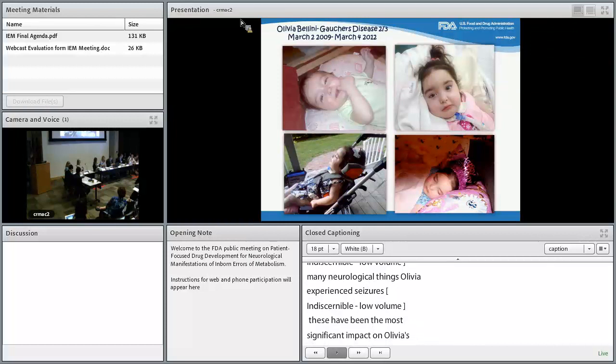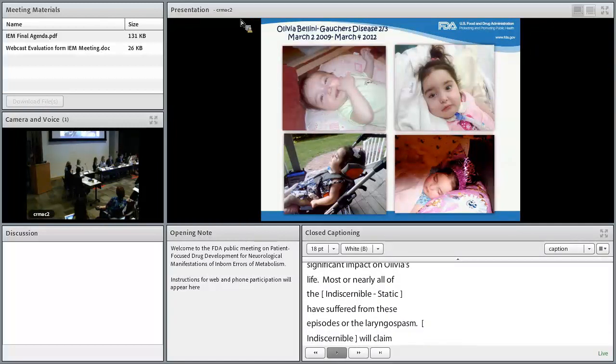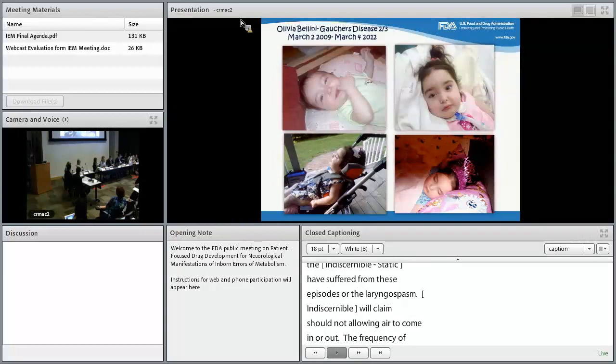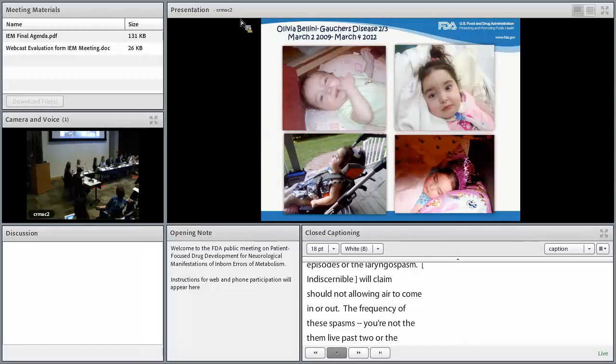Most or nearly all of the babies diagnosed with Gaucher's 2 or 3 have suffered from these blue episodes, what we call them, or the laryngospasm. The child's larynx will clamp shut, not allowing air to come in or out. As the disease progresses, so will the frequency of these spasms, and many children either succumb to the symptoms, so you will not see them live past 2, or they undergo a tracheotomy. We would have lost Olivia had we not trached her at age 1.